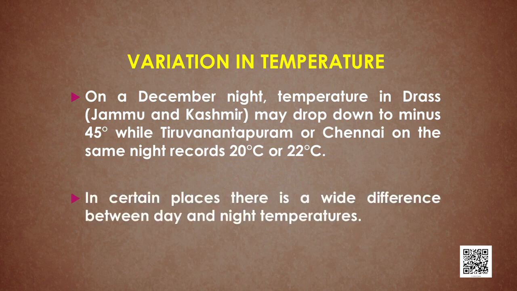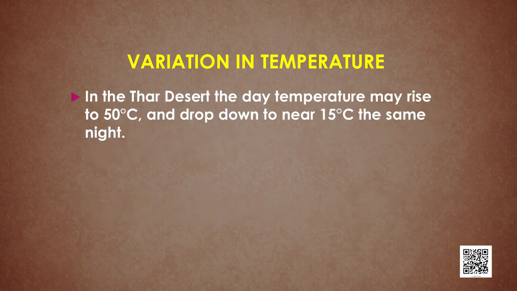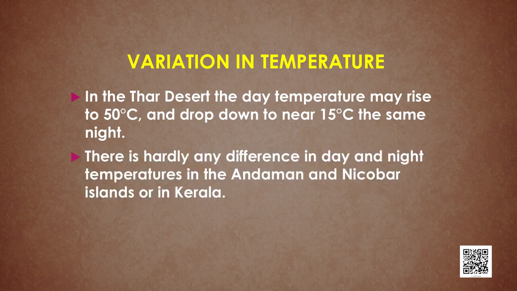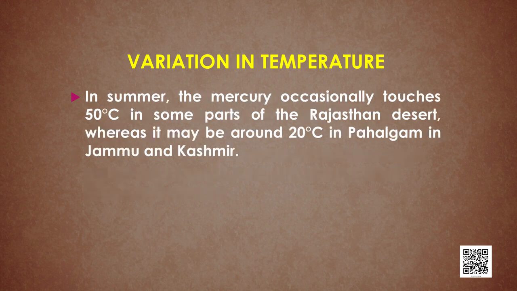So, in certain places there is a vast difference of temperature during the day and night also. In the Thar Desert, the day temperature might rise to 50 degrees Celsius, but the same night that particular region might experience 15 degrees, isn't it? So, these are the variations in temperature. There is hardly any difference of temperature near the coastal regions, let us say Andaman and Nicobar Islands or Kerala. In summer, when we talk about 50 degrees Celsius in some parts of Rajasthan, it can be 20 degrees in Pahalgam. So, when we talk about variation in temperature, we will be talking about variation in precipitation too.